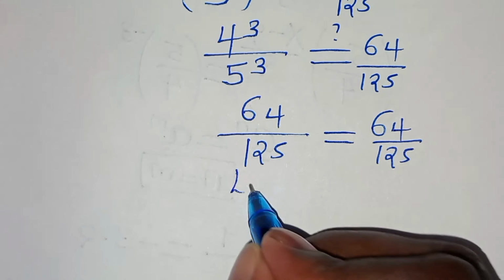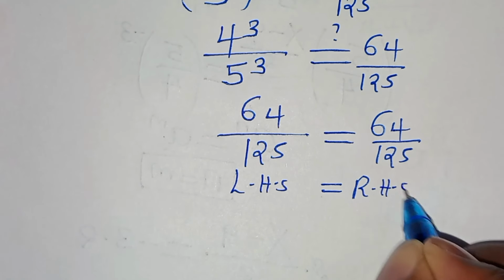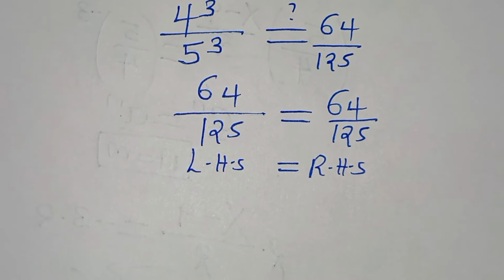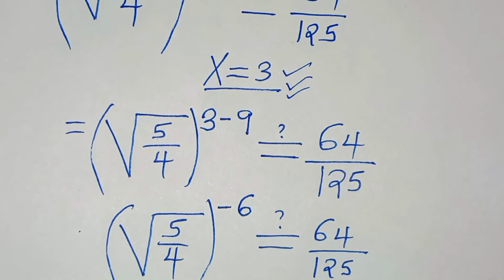So this means that the left hand side is equal to the right hand side, and this proves that the value of x, which is equal to 3, satisfies the equation.